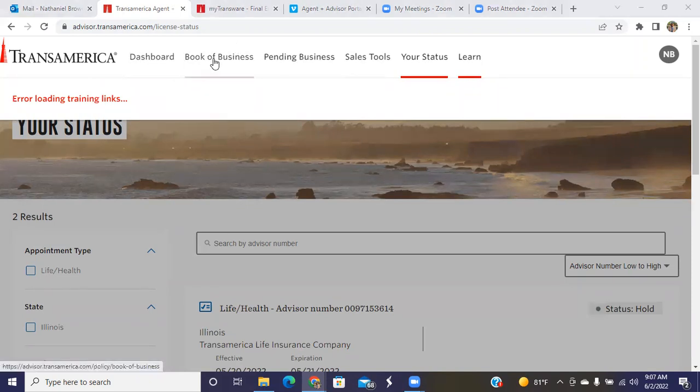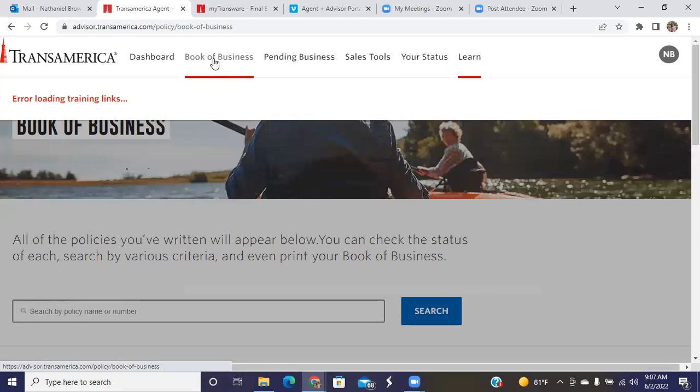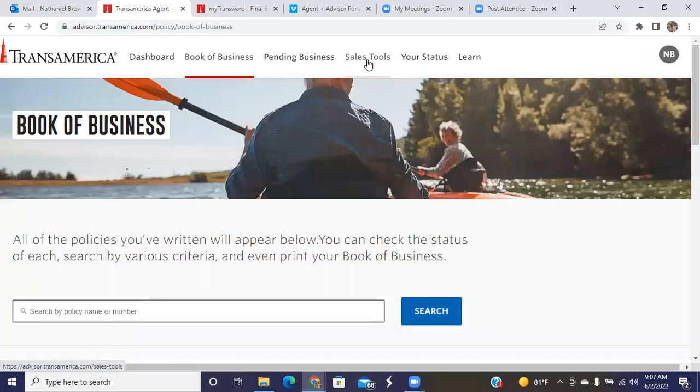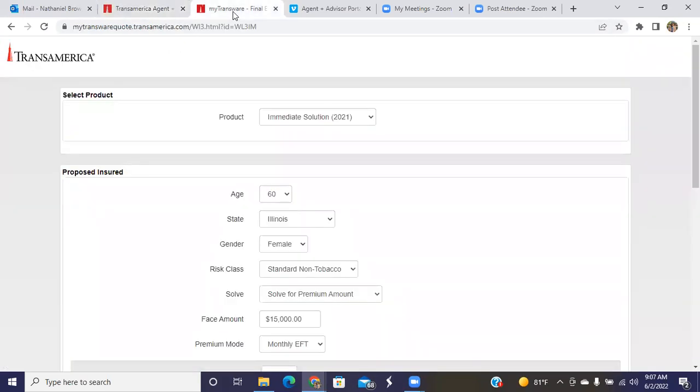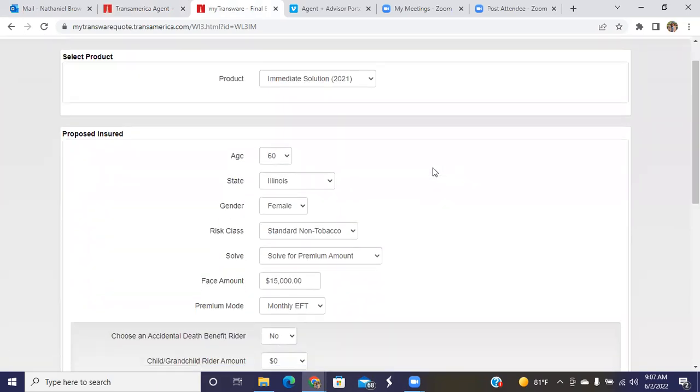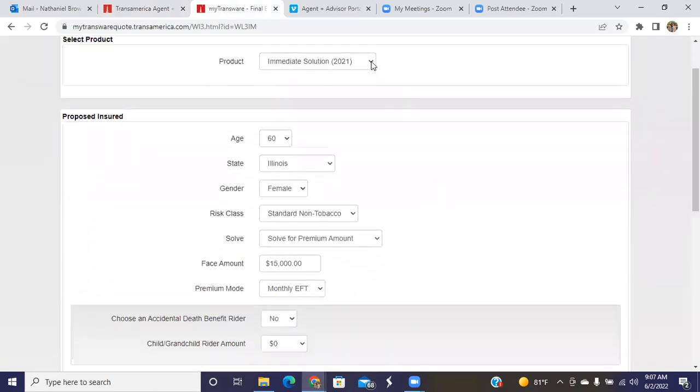Let's go right into sales tools. I already clicked on it and ran a quick quote. They have a couple of different products. They have their 10 pay solution, which is for someone who wants to make payments for 10 years and then that's it. They don't want to make payments forever.